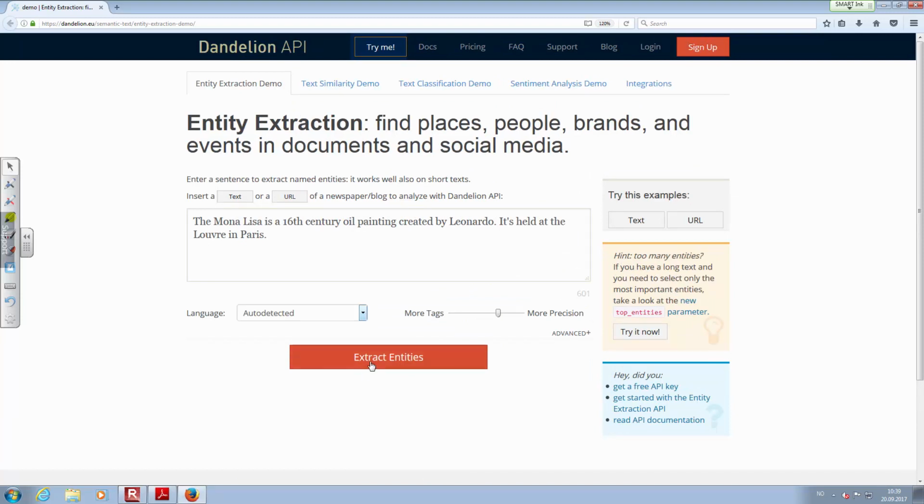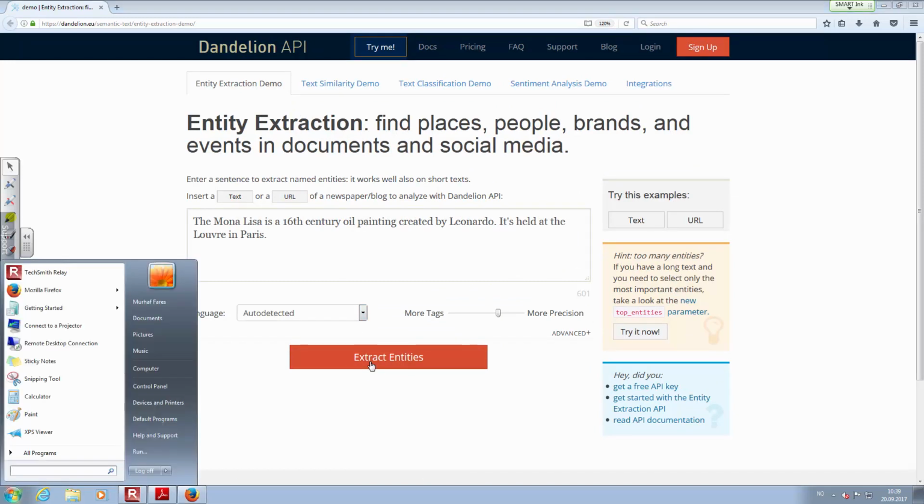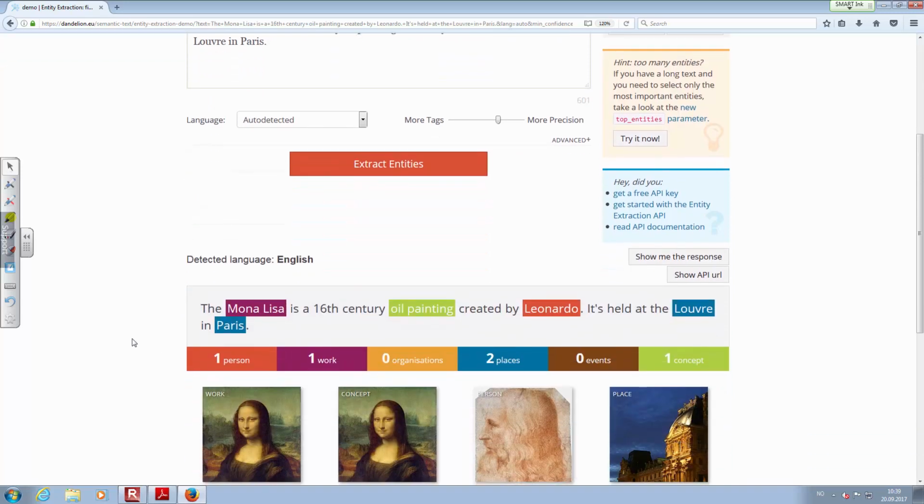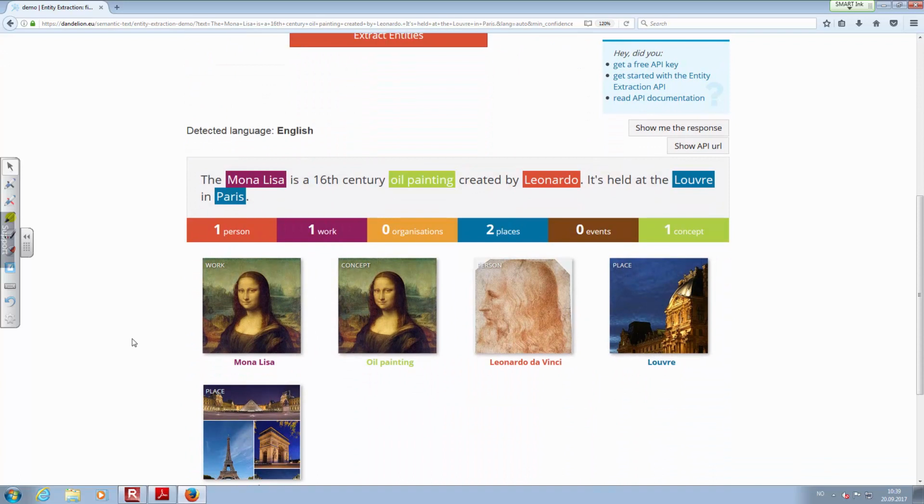So here, this is just a demo I found online. We have this sentence: the Mona Lisa is a 16th century oil painting created by Leonardo. It's held at the Louvre in Paris. We can extract entities from this sentence and classify them. For example, the Mona Lisa is a work according to this implementation of named entity recognition. Louvre and Paris are called places.